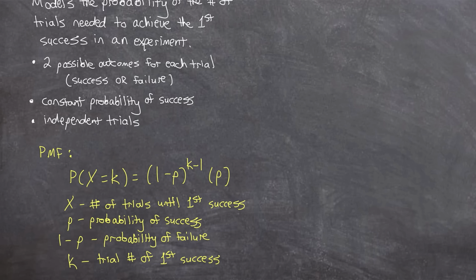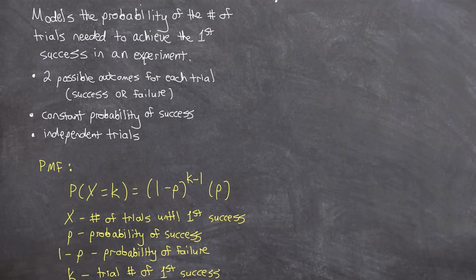So what's happening in this formula? The probability that k is our first success. We would do 1 minus p, right? That's the probability of a failure. We'd have to fail k minus 1 times. And then after that, we'd have to have our success.